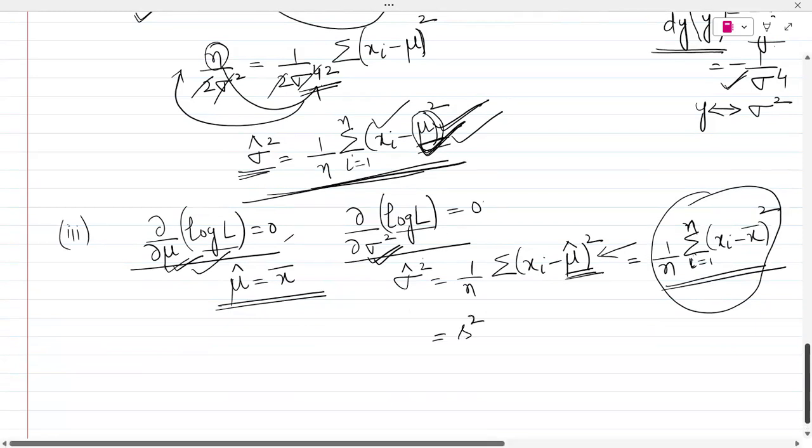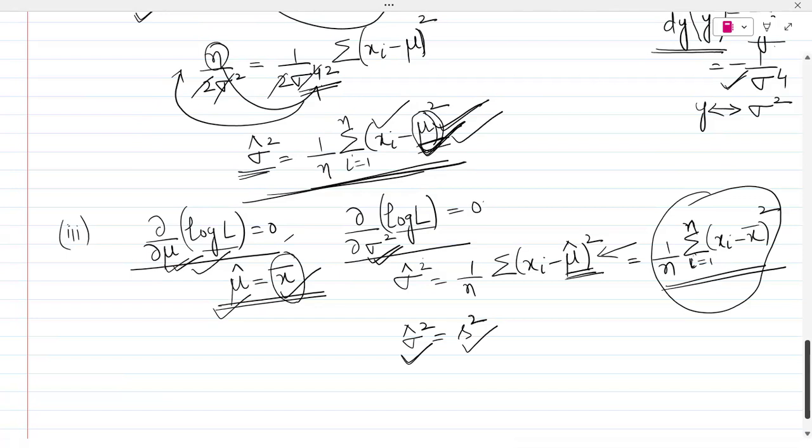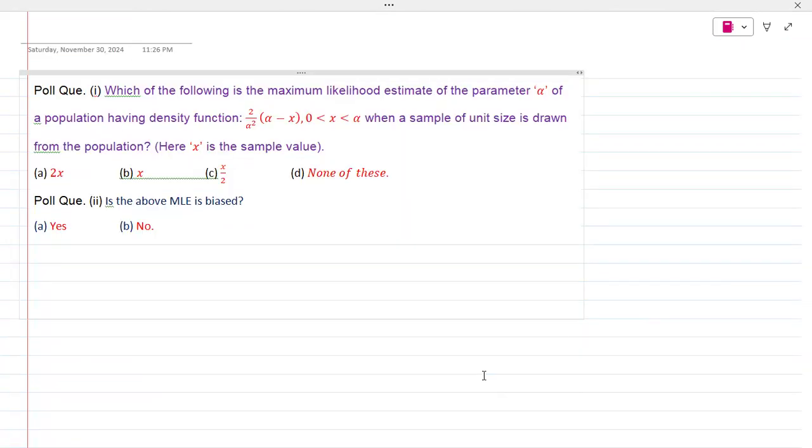What is small s square? The sample variance. So now, if our sample is from a normal population, then the sample mean is the MLE of the unknown population mean, and the sample variance is the MLE for the unknown population variance. In other words, this X bar and S square here are our required MLEs.